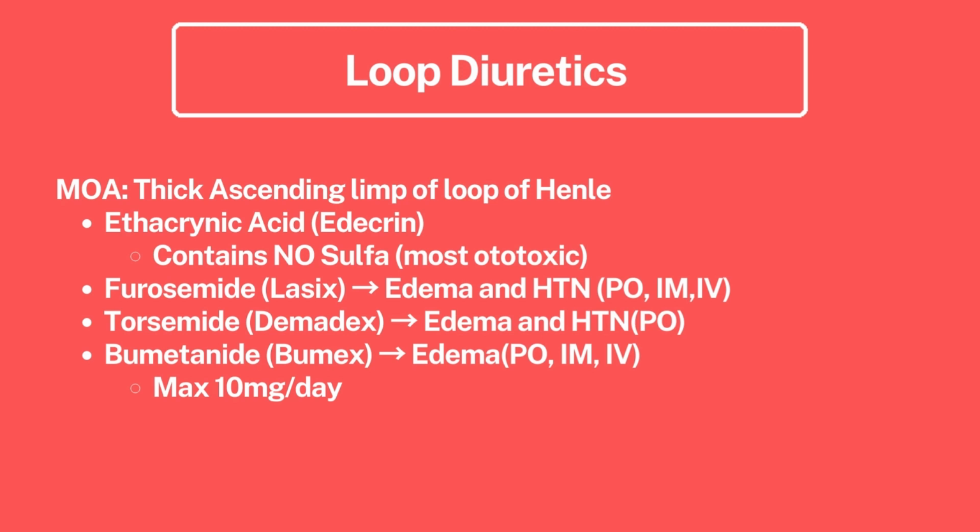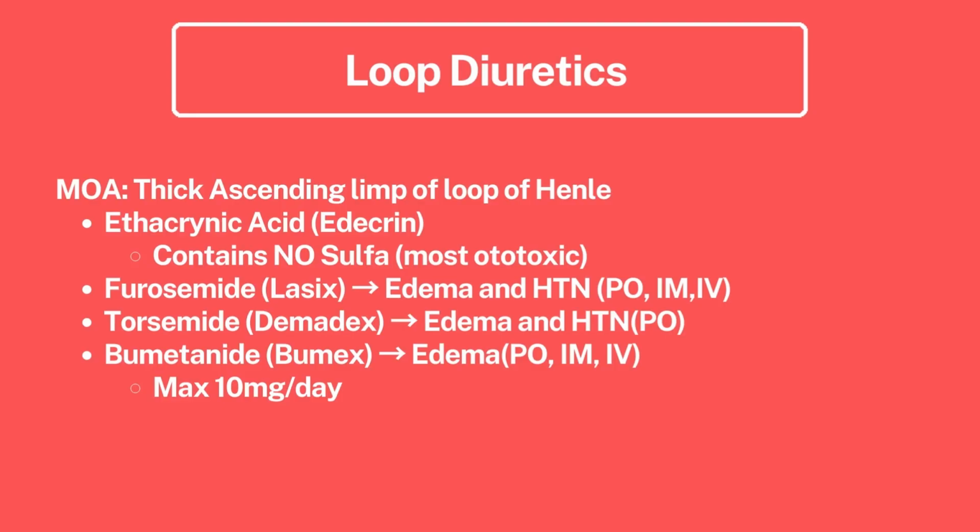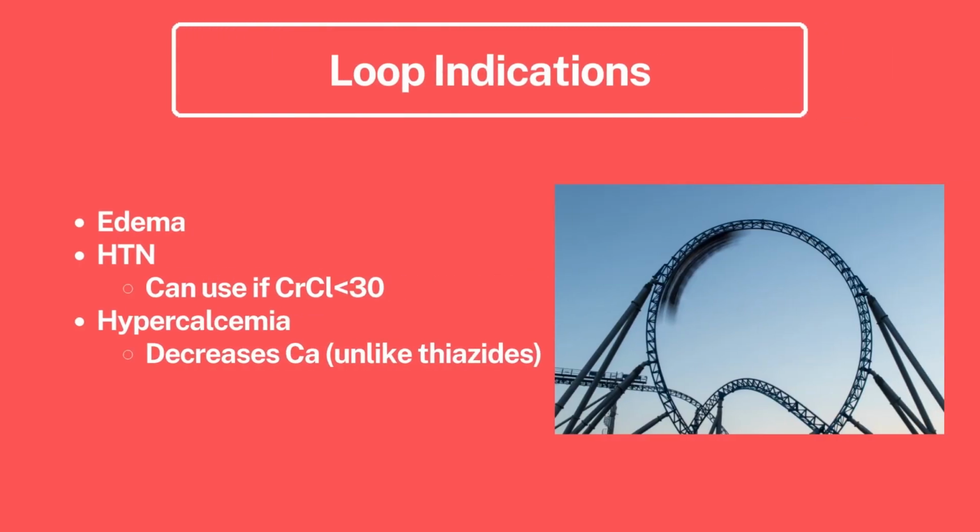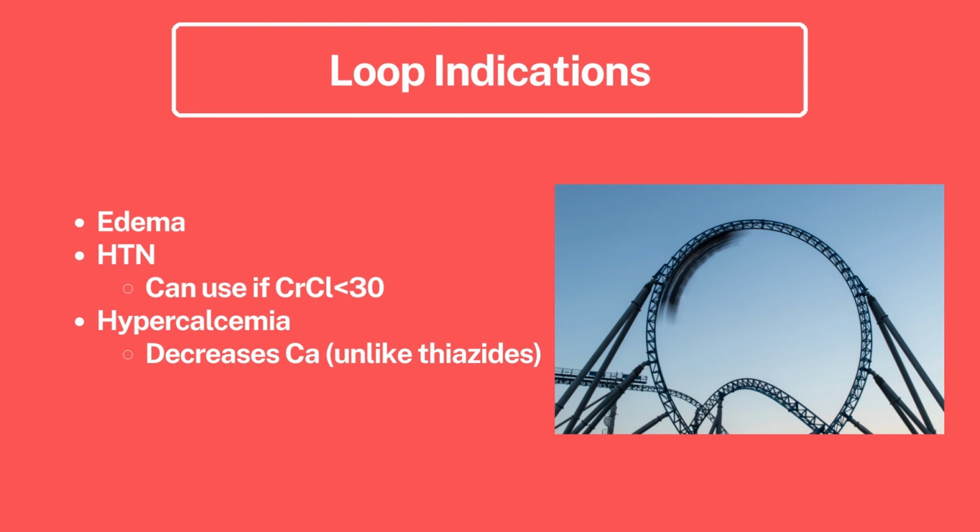And you will have to know for the exam their conversions between each other and IV to PO, which we will go over and review later on in the video as well as in later videos. So loop diuretics are very important because they can be given to patients with creatinine clearances less than 30, as you can see here, which you can't give with thiazides. So that's why it's important. If a patient has a creatinine clearance less than 30 and we need a diuretic, loop diuretics are perfect, and they can be used. Their indications are edema, hypertension, and hypercalcemia.